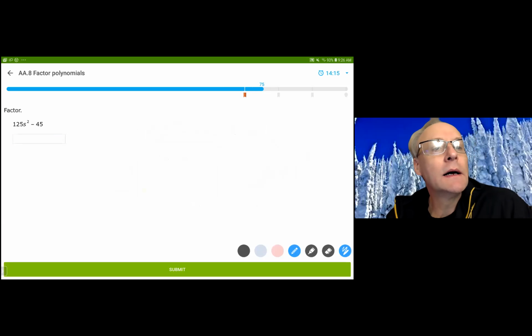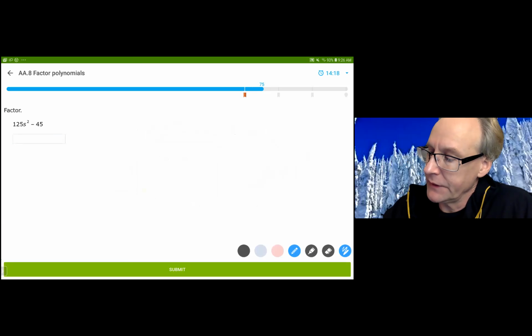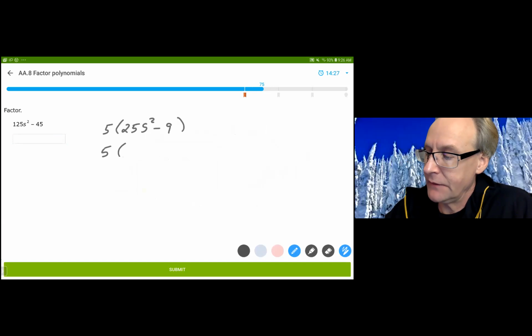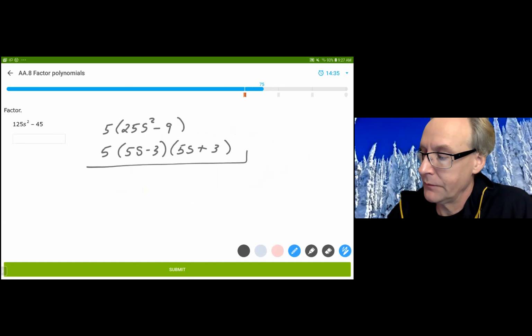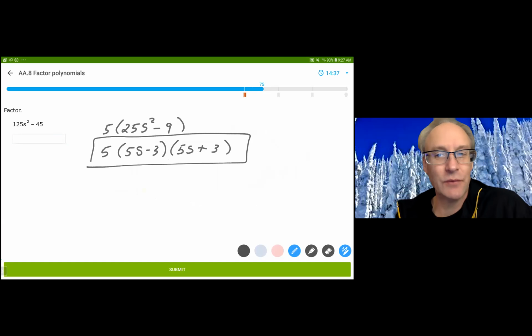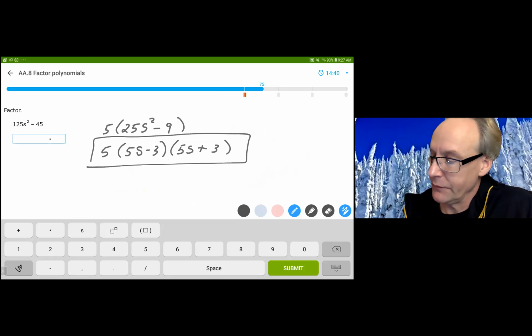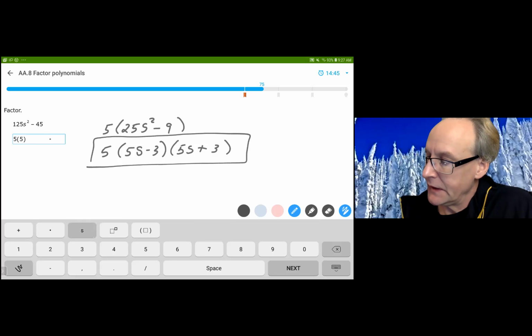Okay. We have a 5 as our common factor. So we're going to take out the 5. And we have 25s squared minus 9. Hopefully you recognize it, that's 5 times 5s minus 3 and 5s plus 3. And there you go. I decided to do it all in a line for you. Looks a little bit more familiar maybe. 5 parentheses 5s minus 3. And how about a 5s plus 3? Looks good.